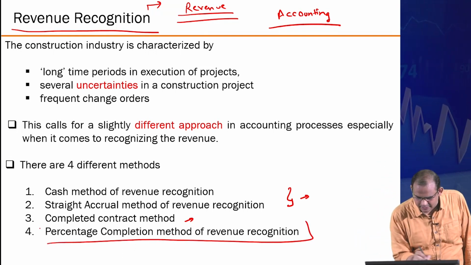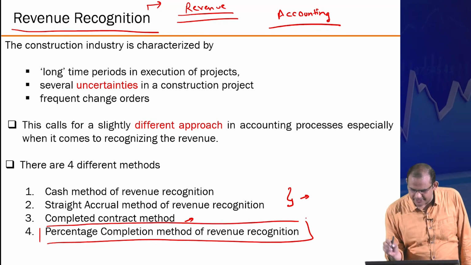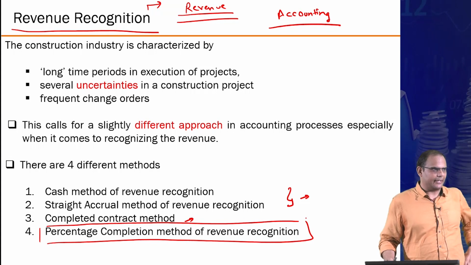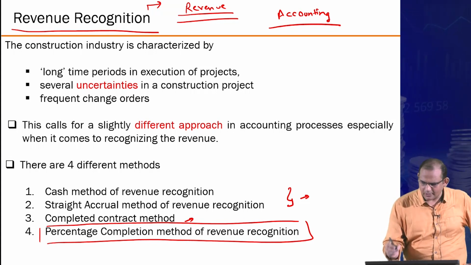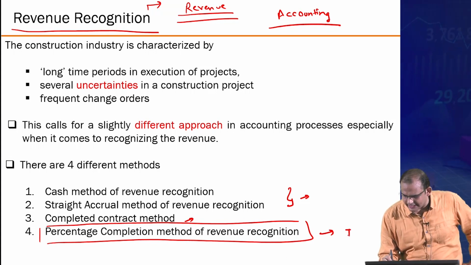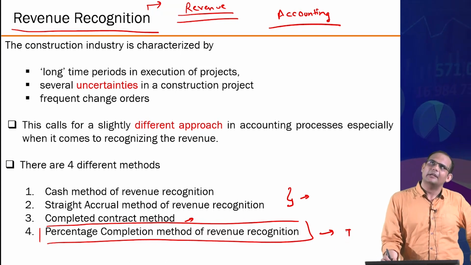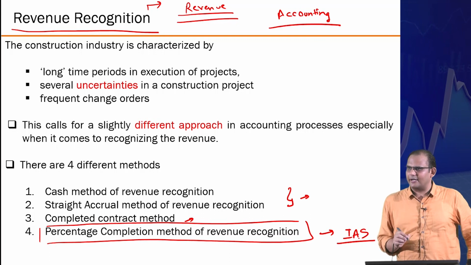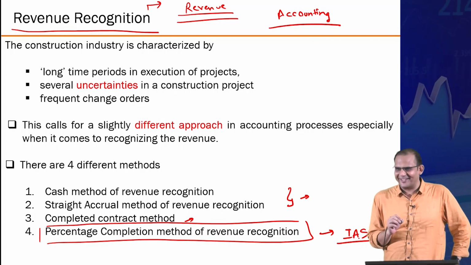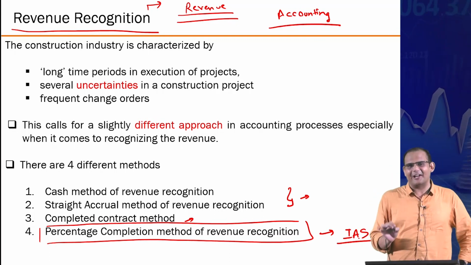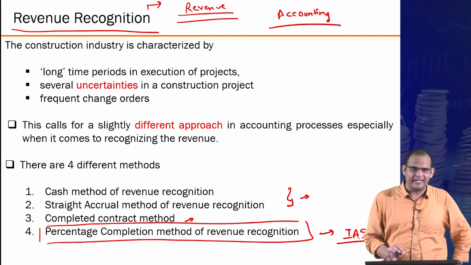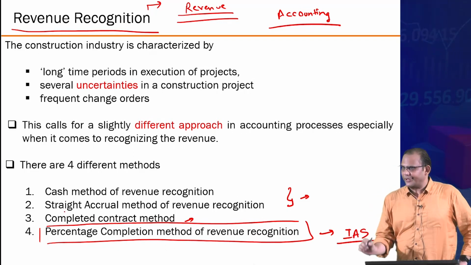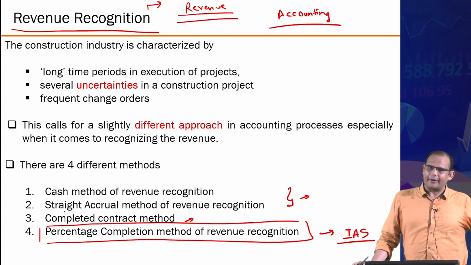Ultimately, we use a method called the percentage completion method for revenue recognition. But I'm just giving an overview of what exactly is there. Okay. This is also recognized by the Indian accounting system, abbreviated as IAS, which I just read this morning before coming to this class. So Indian accounting principles for construction companies also define this method of recognizing revenue for a project. Okay.